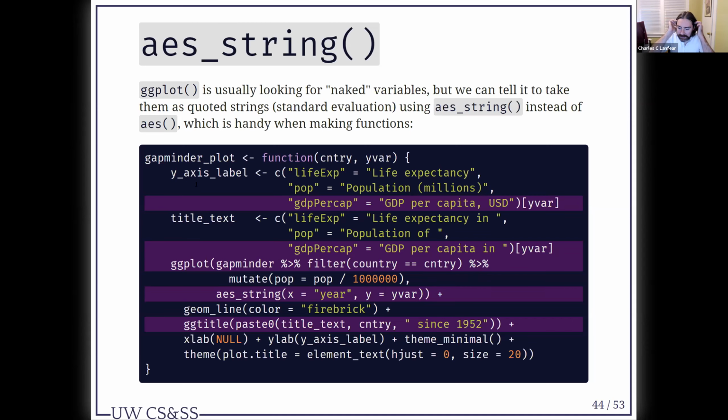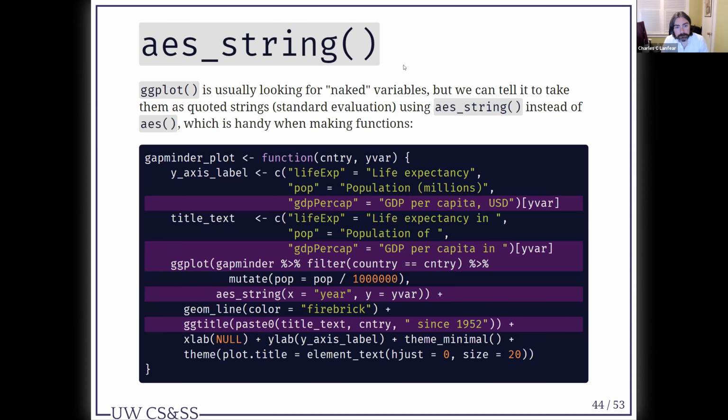So one side note about this, as I mentioned about standard and non-standard evaluation, ggplot is usually looking for non-standard evaluation, that is naked variable names. If you give ggplot a quoted variable name, it will not work. If you want to give a quoted variable name to ggplot, instead of aes, you have to use aes underscore string. It's just something you got to do if you're programming with ggplot. It's a thing to remember.